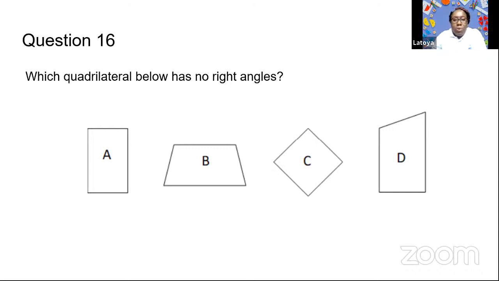So which quadrilateral below has no right angle? If I look at the first quadrilateral, which is a rectangle, I can see that I have 4 right angles here. If I look at C, I also have 4. If I look at D, I have 2. So they want to know which one has no right angles. There are no right angles in this quadrilateral.